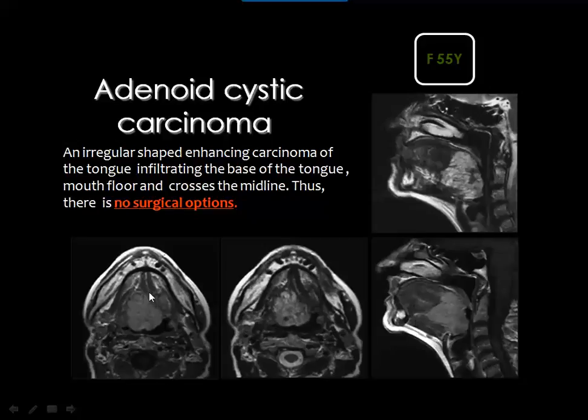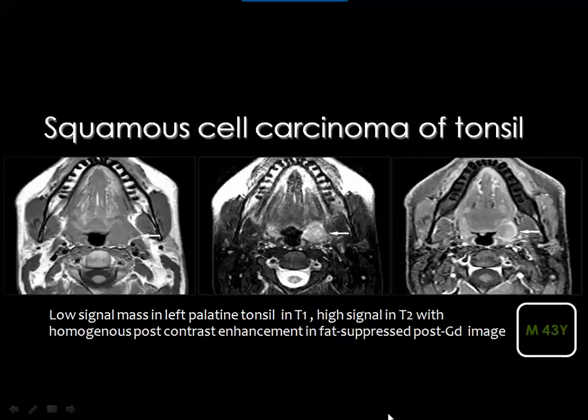The tumor has crossed the midline to the opposite side. It is significantly encroaching on the oral cavity or the oropharyngeal cavity. Then since this lesion has crossed the midline, there are no surgical options. And you remember I have provided many examples of carcinoma of the tonsil, and this is one of the examples.